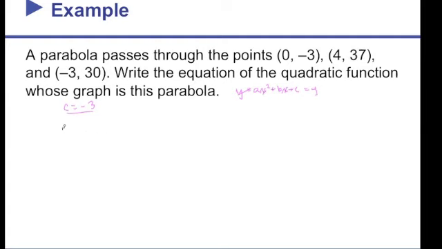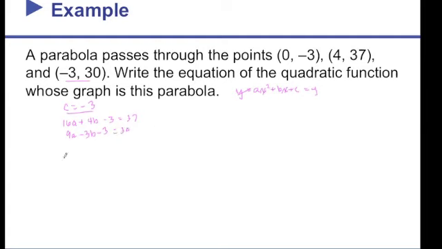Here we have 4, so 4 squared would be 16a plus x being 4 would be 4b plus our c, which is -3, equals 37. And we can use this as another equation. x is -3 and y is 30. So -3 squared would be 9a plus bx, so -3b minus 3, because we already know what that c is, equals 30.